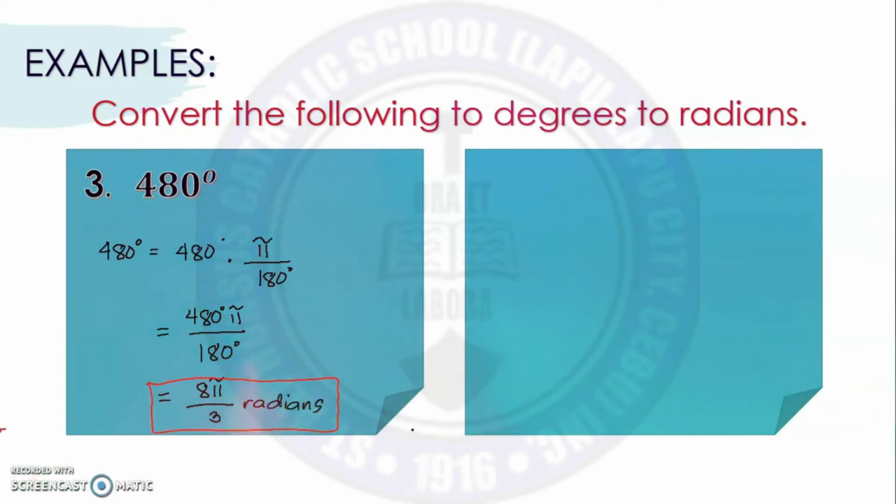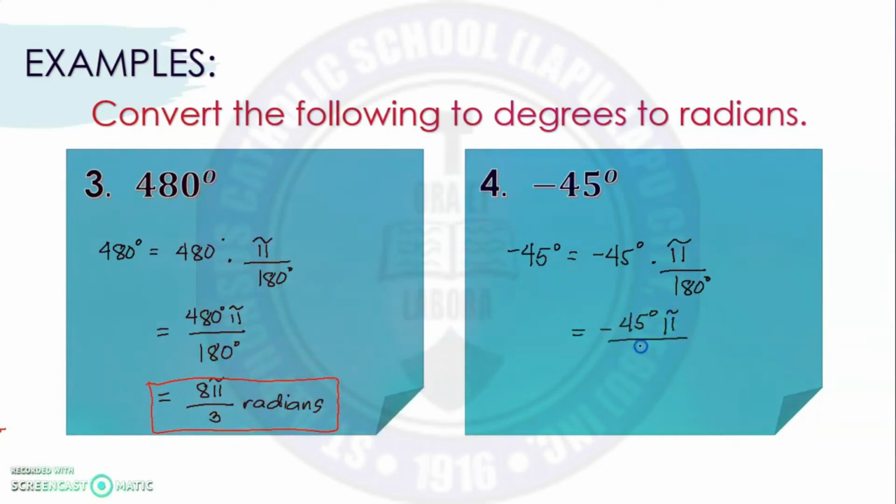Now let's have example number 4, negative 45 degrees. So, copy negative 45 degrees equals to, copy the given, negative 45 degrees, and of course, the given formula, and multiply to each other, so it will become negative 45 degrees pi over 180 degrees. Simplify further, so it will become negative pi over 4 radians. And always see to it, class, that you put the unit and you box your final answer. Now let's proceed to the next.